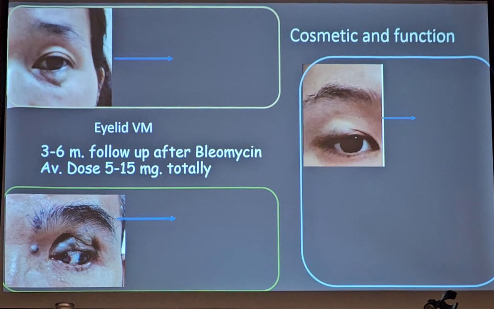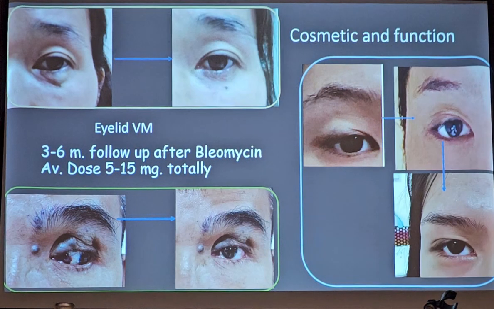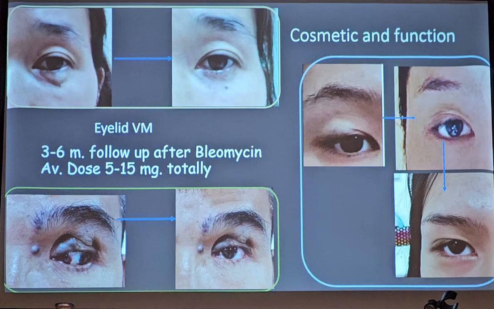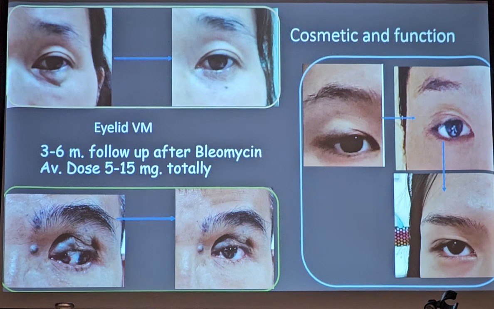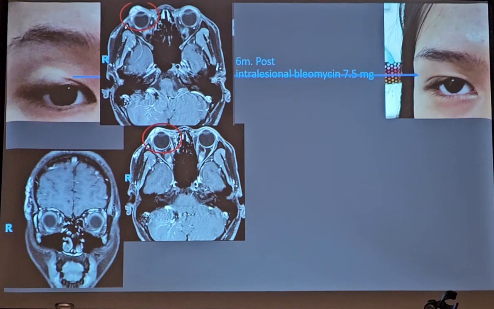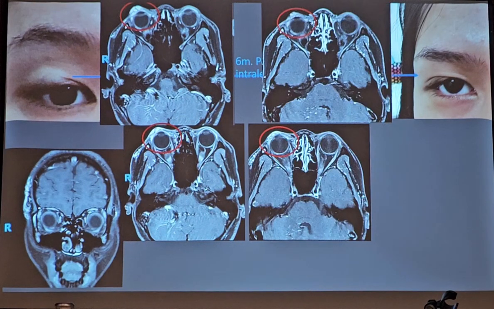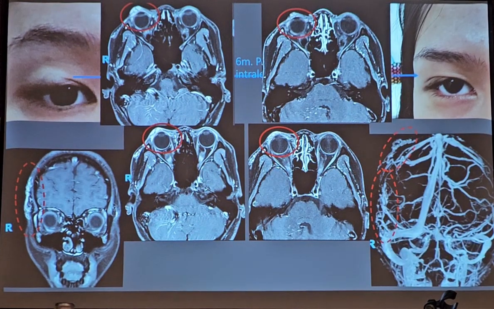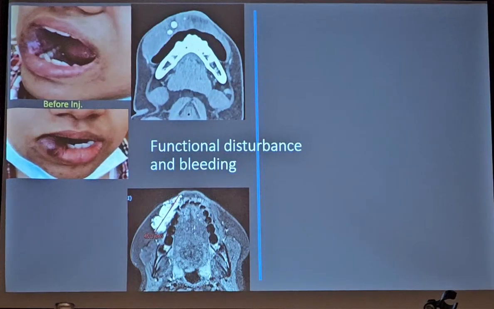Eyelid can be 3 to 6 months follow-up. The dose starts from 5 to 15 milligrams, depending on how much you can drain. If you can hardly drain any blood out, usually with a small space, you use either 5 or 10 milligrams concentration rather than the full 15 milligrams in a small area like this. And I told you that we have a lot of variation in this group that we found.